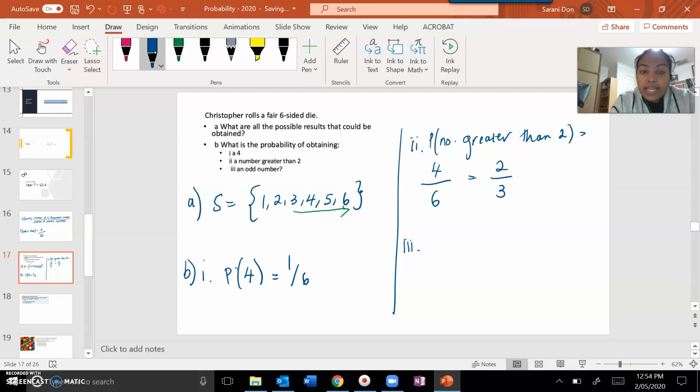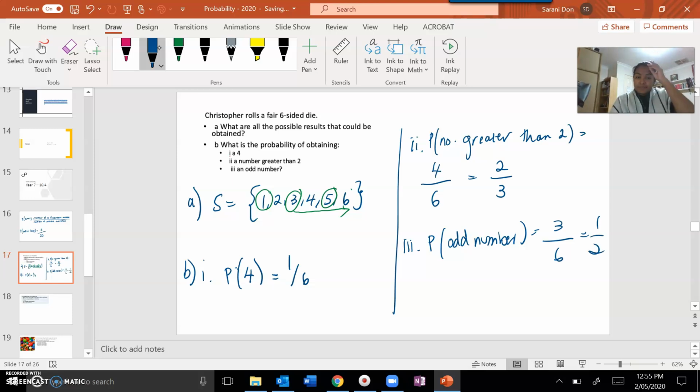Part 3, an odd number. If we're looking at the odd numbers, 1, 3, 5, there are 3 odd numbers, so probability of an odd number. You need to write it out like this. Probability of getting an odd number is 3/6, which is a half. So hopefully that makes sense.